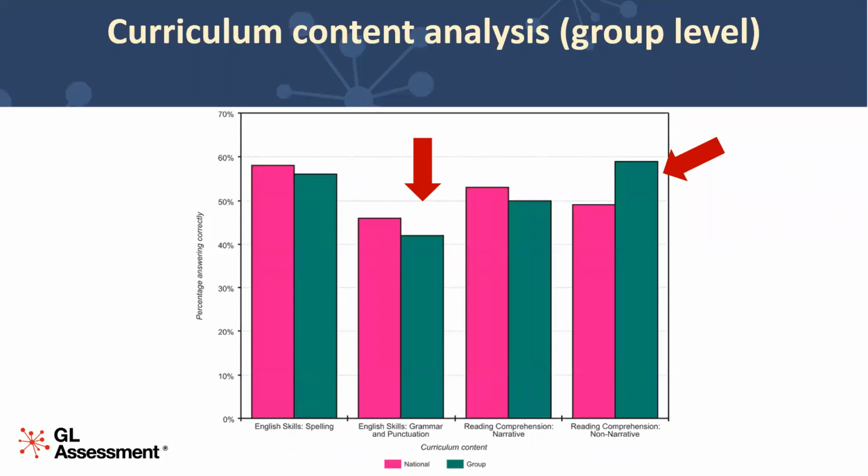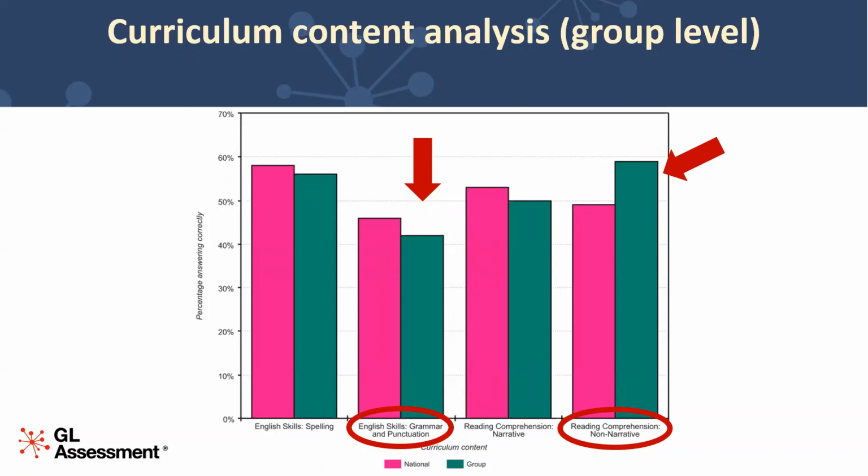In this English example, we can see that the national average in pink is noticeably lower than the group average in green for non-narrative reading comprehension. For English skills, grammar and punctuation, we can see that the national average in pink is higher than the group average in green. However, as this is only a relatively small difference, it may be that it wouldn't need immediate attention, but it's still worth noting. This level of analysis might also be used to inform group interventions, which I'll come on to shortly.